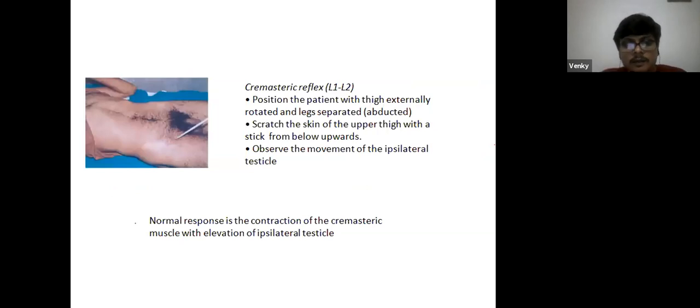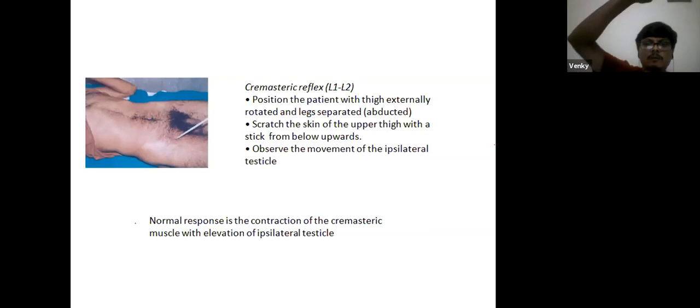Okay, see, this is the cremasteric reflex, L1, L2. First, ask the patient to lie in a supine posture and slightly externally rotate the thighs. The legs get abducted. Scratch the skin of the upper thigh with a stick from below upwards. This is very important. You have to go from below upwards.